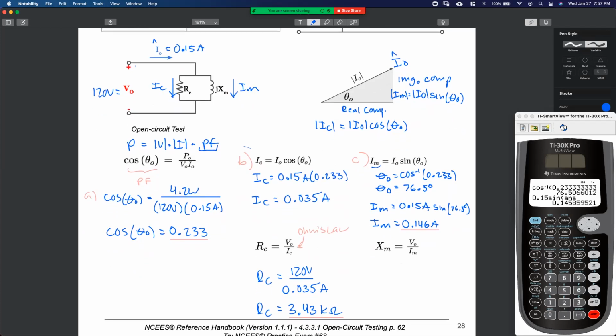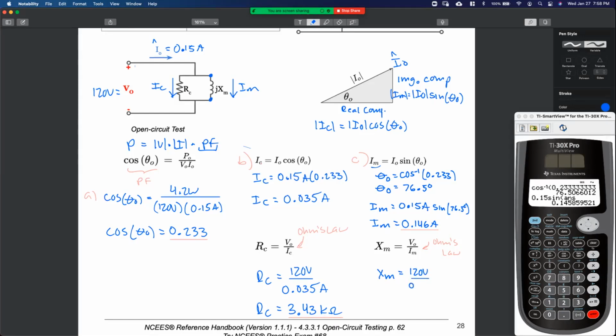All right, last one, X of M, ready? What formula is this again? This is just plain old Ohm's law, right? Let's solve for X of M. I know the voltage across X of M is VO. I know the current through X of M, that's IM we just solved for. So I can solve for the impedance from here to here, which in this case is just going to be a reactance. So 120 volts divided by 0.146 amps.